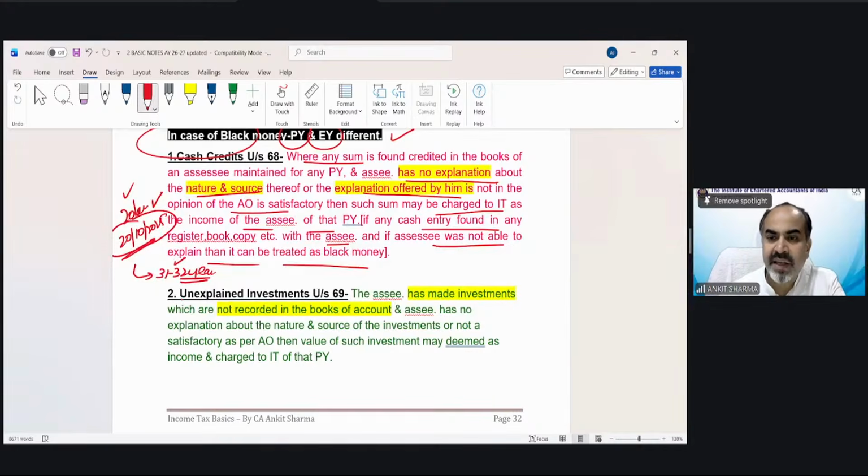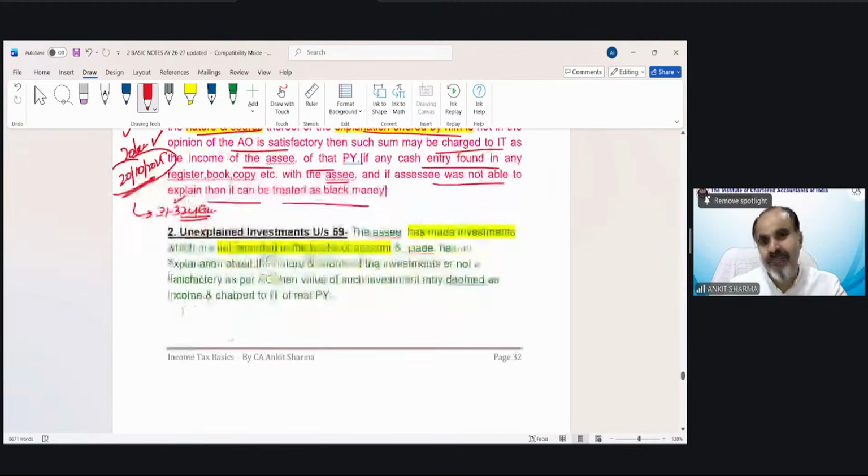Anil is asking, can the statutory auditor or tax auditor intimate to the AO? Look, what can be intimated by whom? That is a practical thing, but that cannot be discussed in our class.